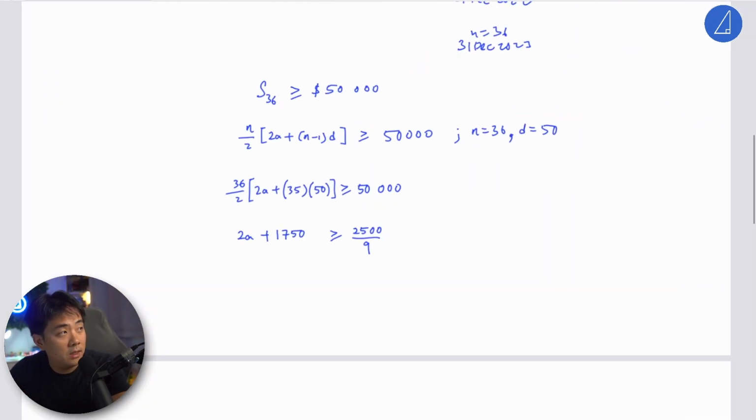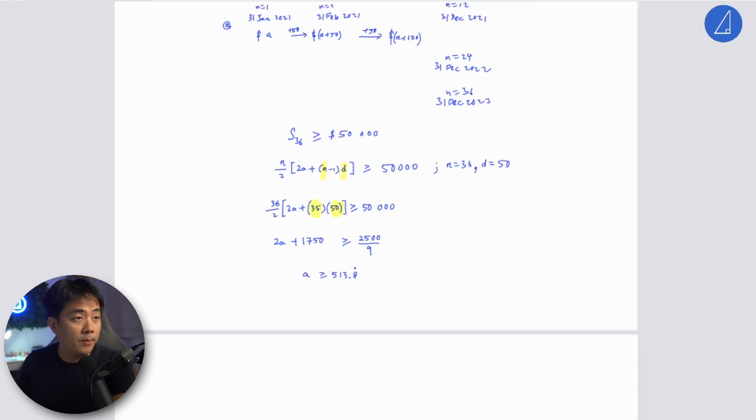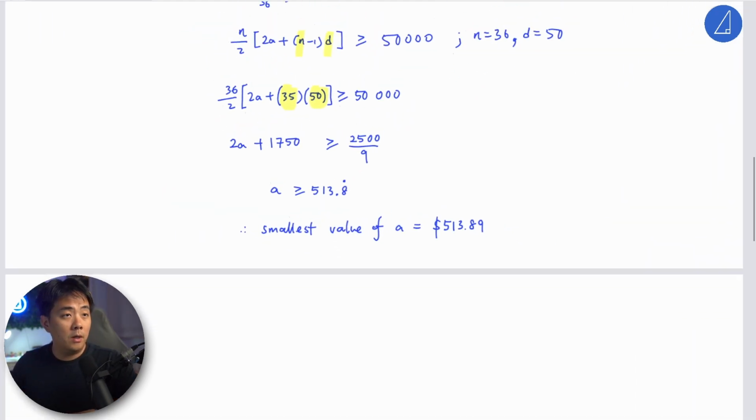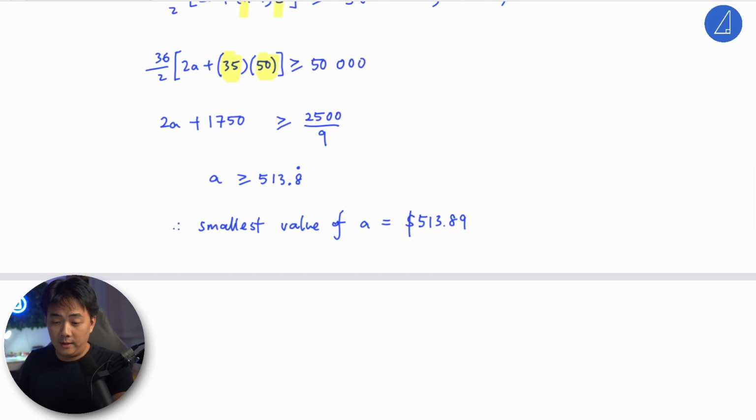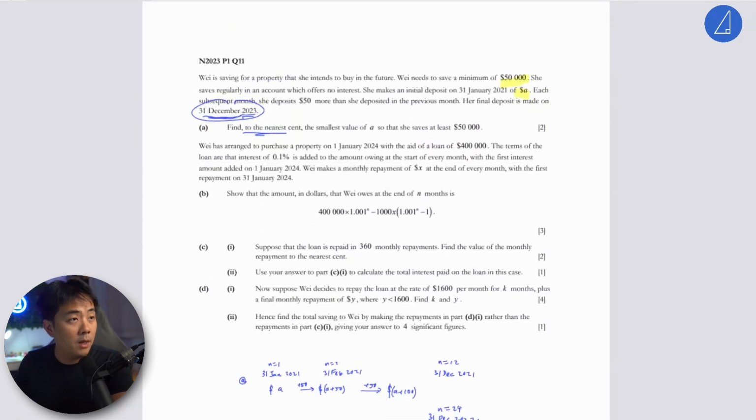We just substitute n as 36. Then 36 minus 1 is 35, then d is 50. Then just solve this linear inequality. We should get our a as the answer. They want a to the nearest cent. I got 513.89. Okay, great. So let's look at part B.